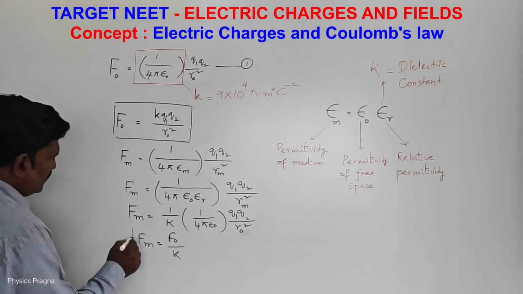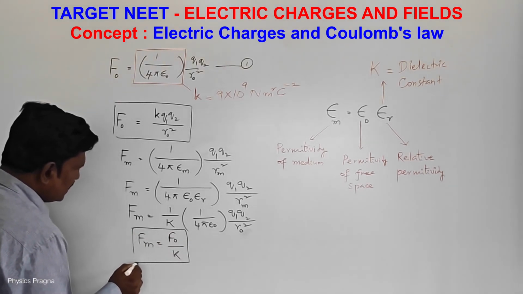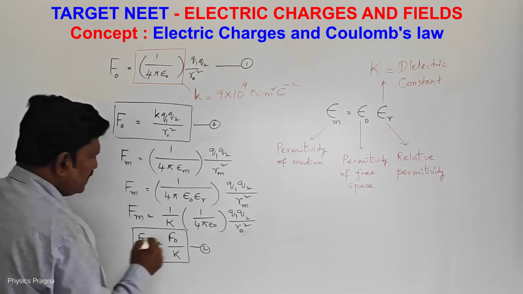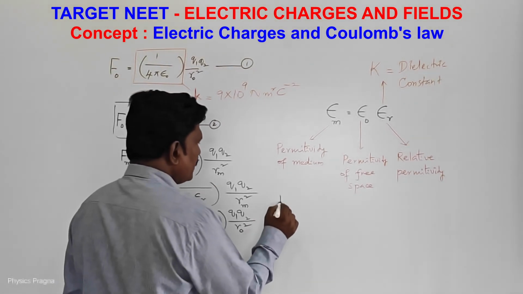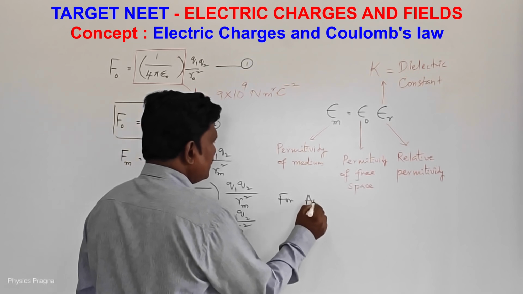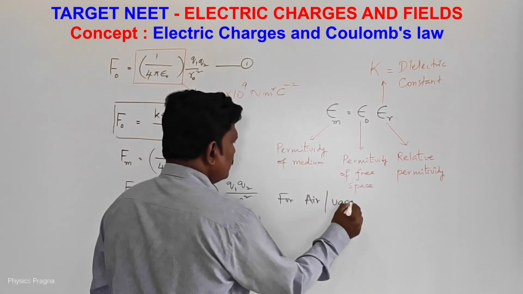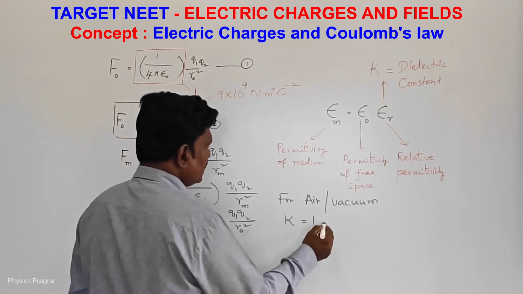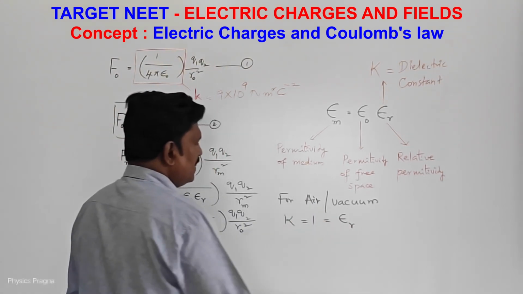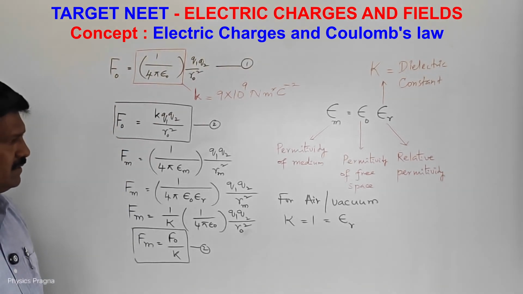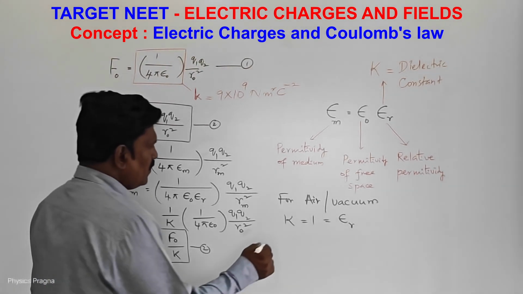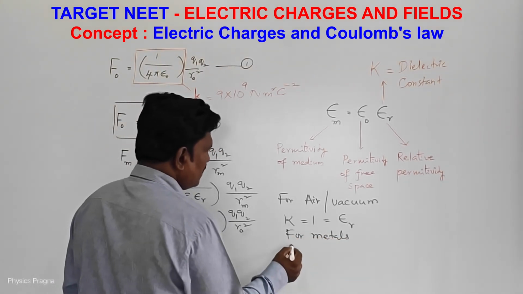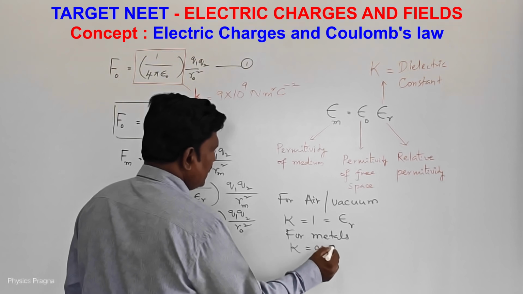Like this also we will get the result. This is equation 2. For air, vacuum, K value is equal to 1. K is also called relative permittivity. For metals, K is equal to infinity.